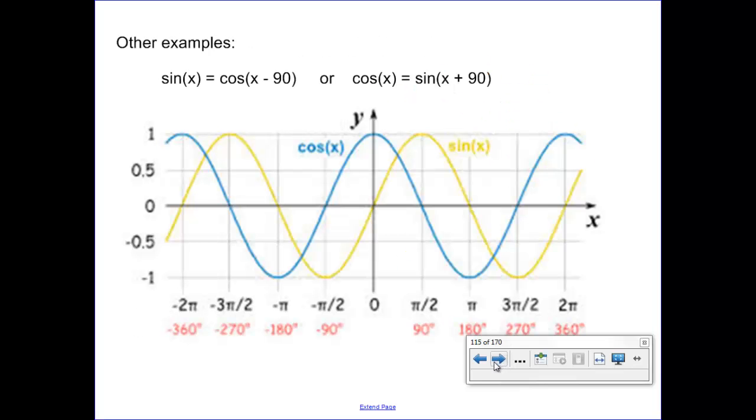Let me give you an example on this next slide. I'll come back to the other one here. Here's an example of an identity. This right here is an identity. And I've shown you this before.